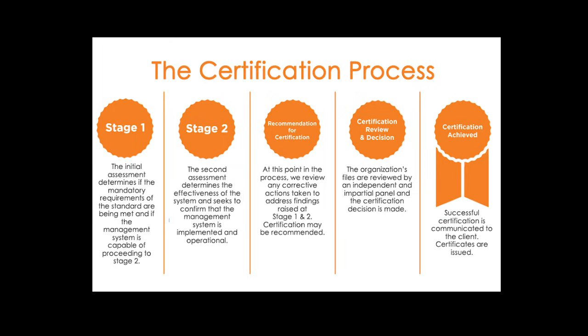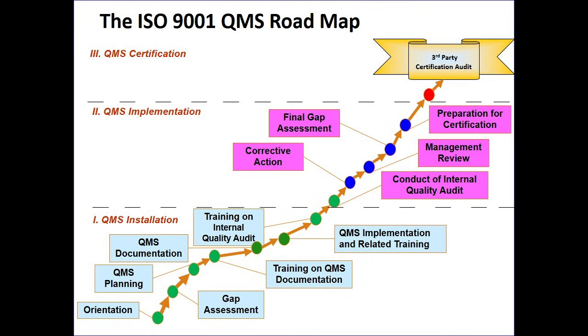Then we move to the next stage, which is certification review and decisions. The organization's files are reviewed by an independent and impartial panel, and the certification decision is made. Then the final stage is certification achieved. Successful certification is communicated to the client, and thereafter certificates are issued.